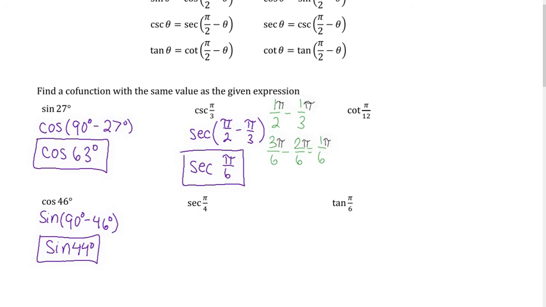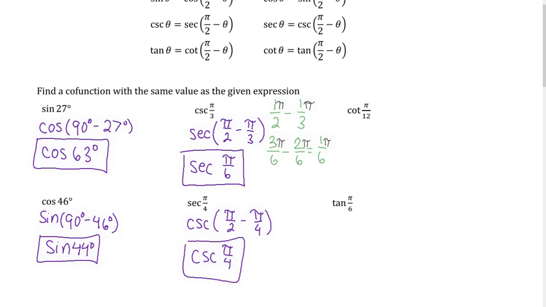All right, so knowing that secant and cosecant are cofunctions, now we have secant of pi over 4, and we want to find a cofunction with the same value. So now we're looking at cosecant of pi over 2 minus pi over 4, and that is cosecant of pi over 4. Again, using the same principles of subtracting fractions that we showed above.